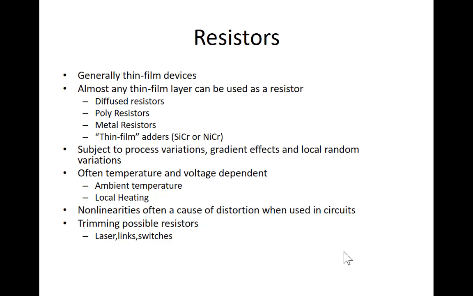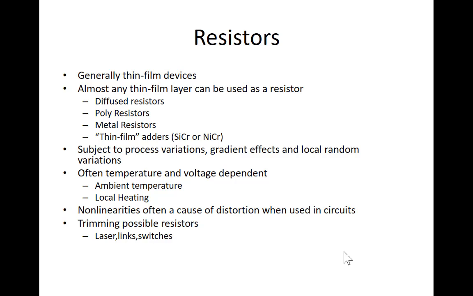Almost any layer can be used to form a resistor, poly or N plus or metal or whatever. They're often temperature and voltage dependent. So if you measure the resistance as a function of temperature, it's typically not going to be constant. Sometimes there's local heating. When you put current through the resistor, it warms up. Sometimes they're voltage dependent, which means that it'll introduce nonlinearities in your circuit.